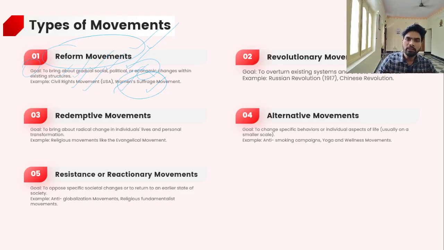The second category or type of movements are revolutionary movements. What is the goal of these movements? The goal of these movements is to overturn existing systems and create a new system or new order. These are called revolutionary movements. The best examples are the Russian Revolution of 1917 and the Chinese Revolution of 1947 or 1948. These are examples of revolutionary movements.